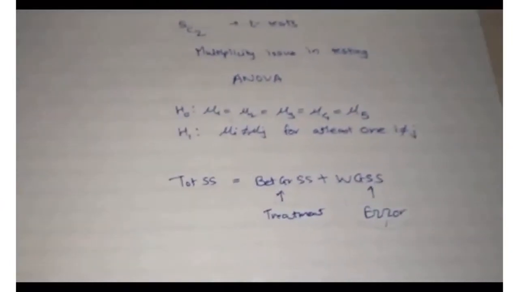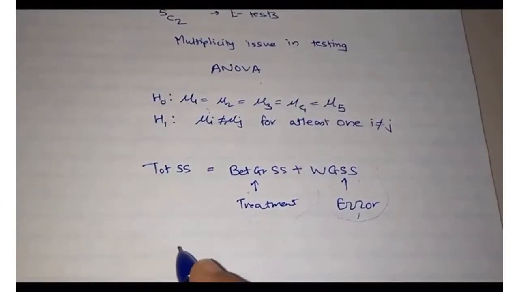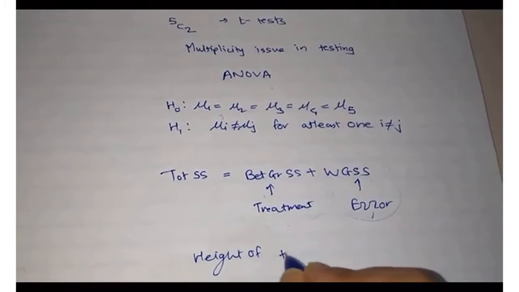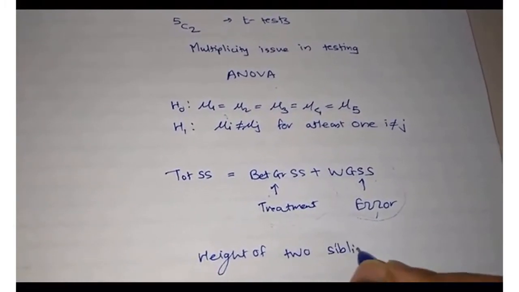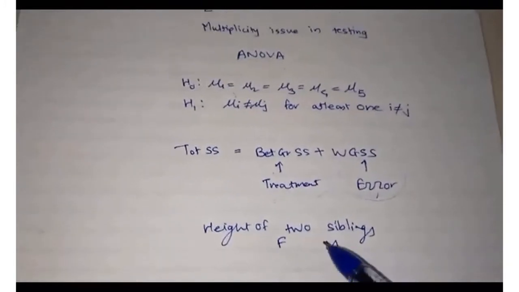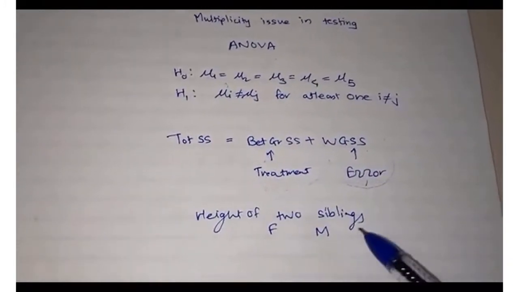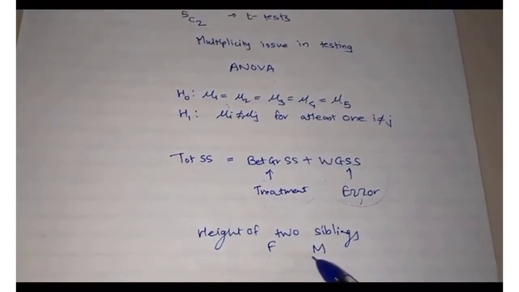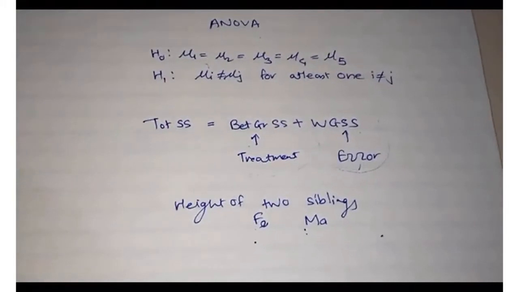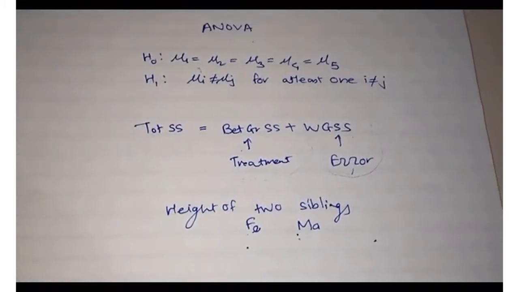One simple example I can give in this context is, consider height of two siblings. One of them is female, other is male. They are siblings, so their parents have exactly same heights, right? I don't mean that mother has same height as father. What I mean is, both of them have a mother who has certain height and a father who has certain height, because they have common parents. But still, their heights are not exactly going to be the same.